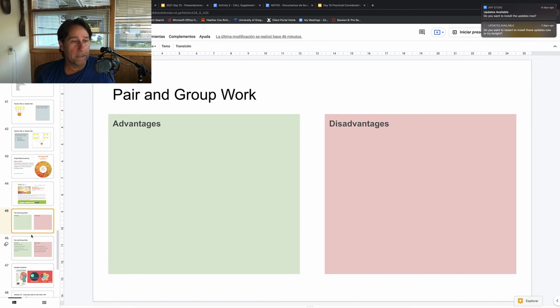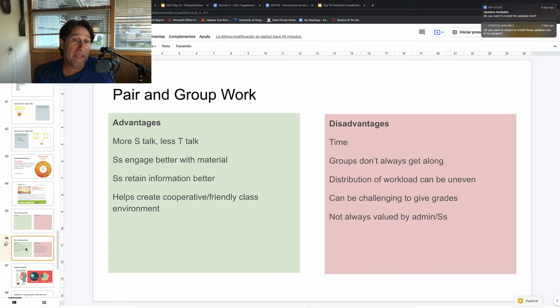Okay, here we go again. So some of the advantages of pair work: more student talk, less teacher talk. Students are often engaged better with the material. They often retain the information better when they've been engaged with the material as well. And not only that, but it also helps create a more friendly and cooperative classroom environment. So it tends to lower the affective filter, the anxiety that the students are having.